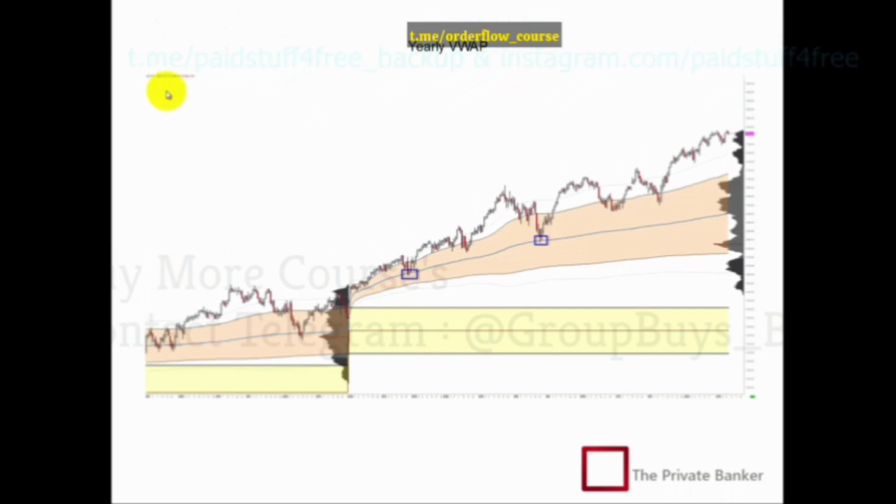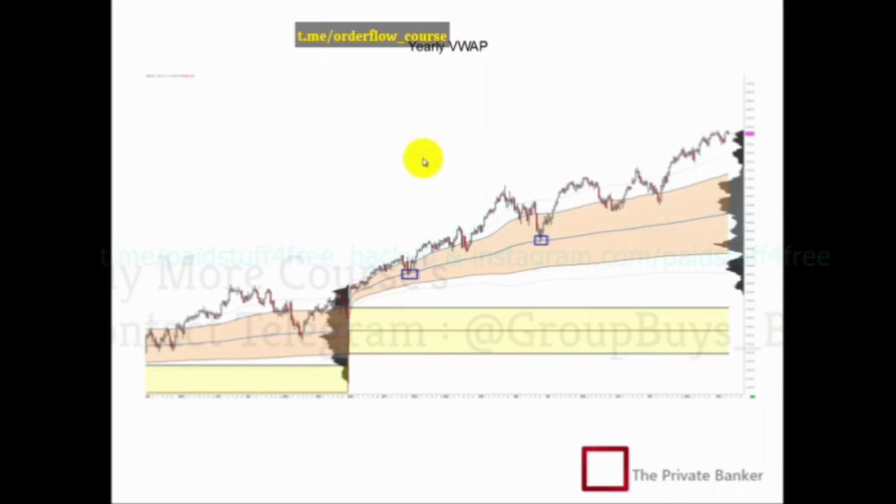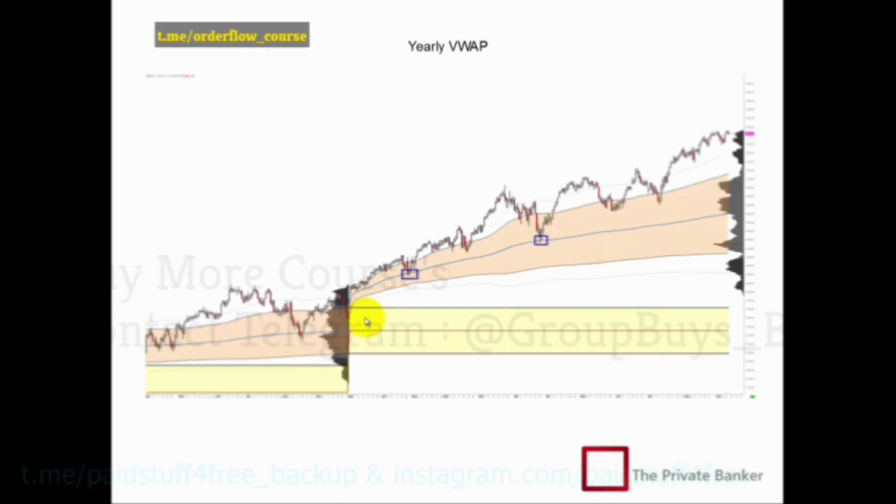What we have here is the S&P or the ES contract. This is the yearly VWAP for this market. And what we see here, just a general thing, again, we're looking for context here. What do we see? Well, here's last year's value area down here. The market opened essentially above the previous year's value, and immediately we see in the developing value of this current year strong buying coming in.